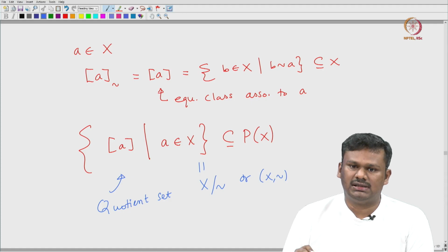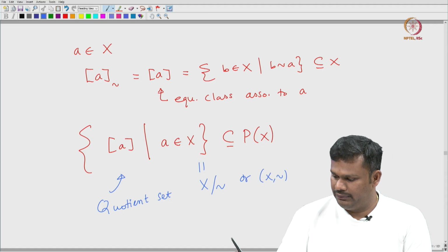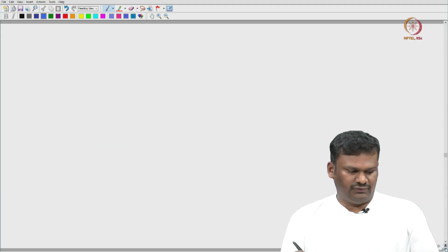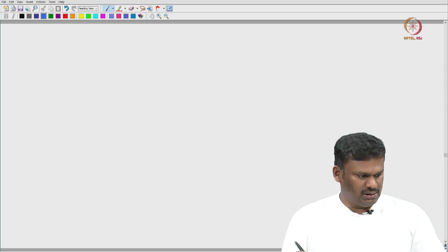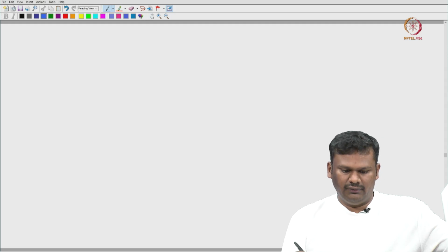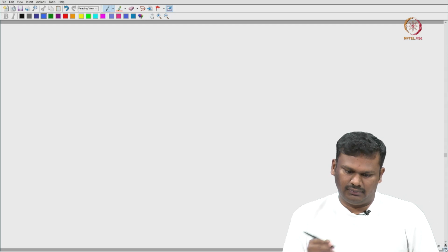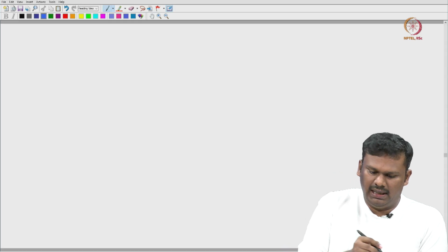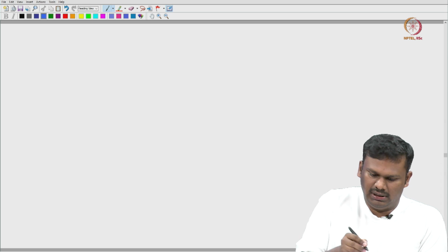So, let us do some examples and then see how one can attempt to do this. So, let us look at some, first of all, geometric examples, and then we will come to other algebraic examples. So, let us take for example, R2 like before.